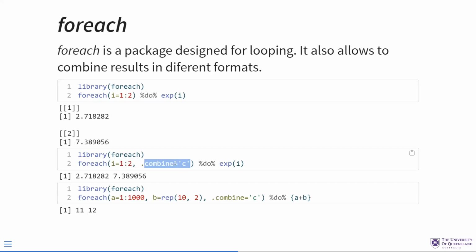So it's interesting. But you have to be very careful in how you build this because it has some limitations. For example, in this function here, I'm basically trying to do a sum, A plus B. But here I'm saying, well, for every number from 1 to 1,000, and for 10 repeated 2 times, so 10 and 10, do A plus B.